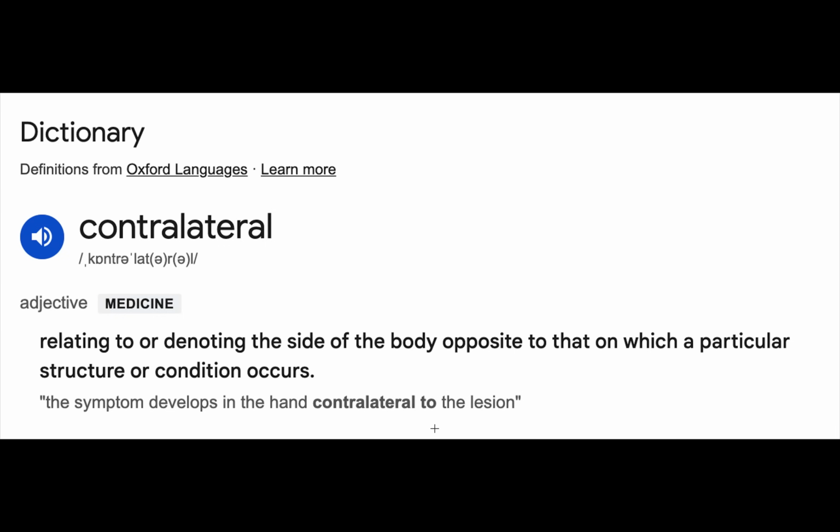I just put up the word contralateral here. It's pretty clear, obvious what it means, I think, but I just wanted to be clear that this relates to or denotes the side of the body opposite to that on which a particular structure or condition occurs. Essentially just means the opposite. So if you say McBurney's point is on the right of the body, which it is, then the contralateral point is obviously the left-hand side. It's the opposite position, essentially.